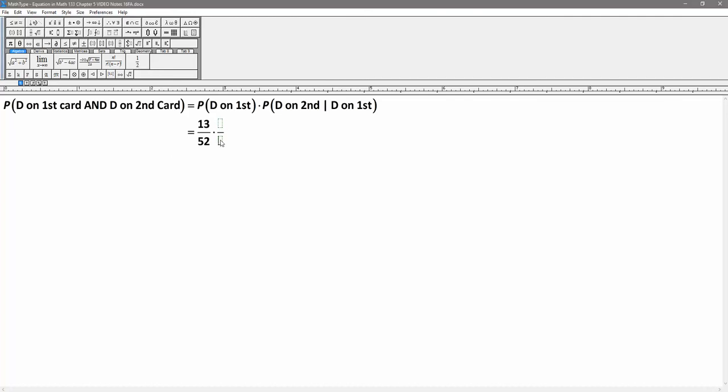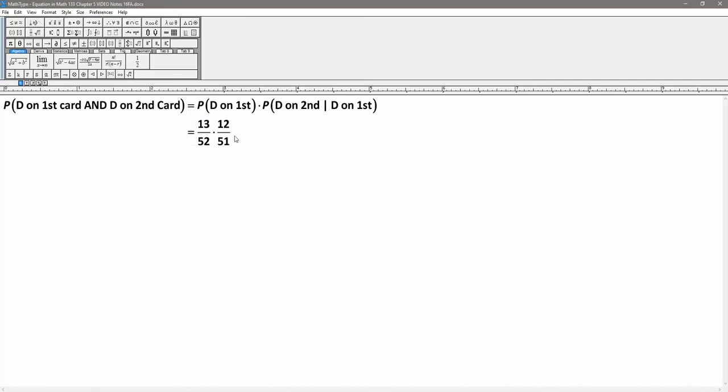Well, since we already dealt ourselves a diamond, there's only 51 cards left because we didn't put the card back. Because we gave ourselves a diamond on the first card, that card is sitting in our hand, so one of those 13 cards is gone. That means there's 12 diamonds left for us to choose from.